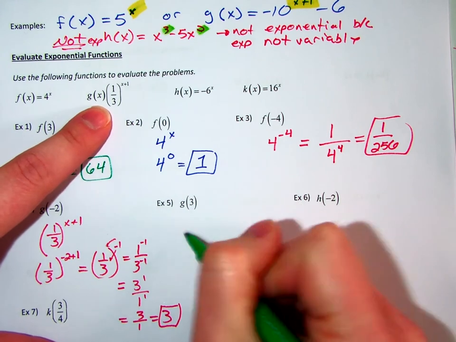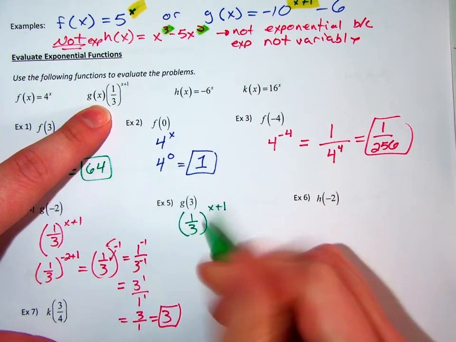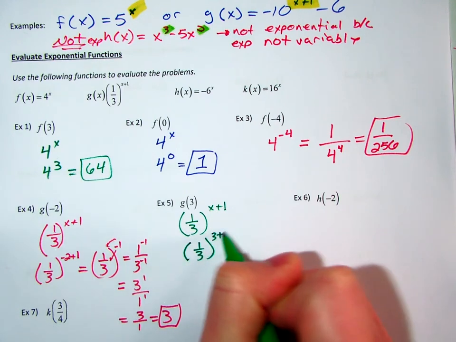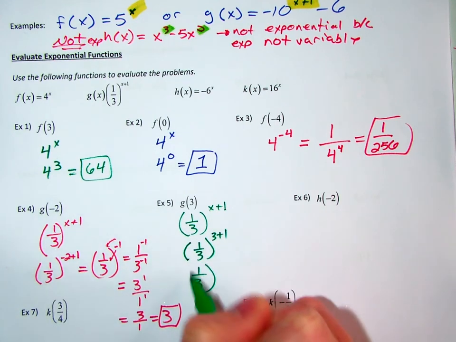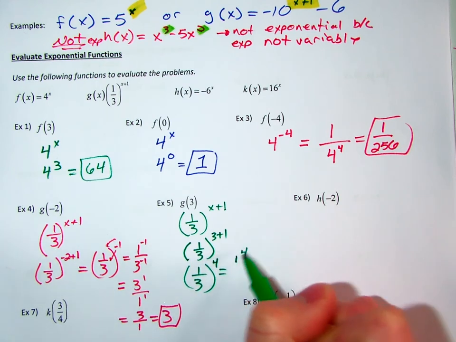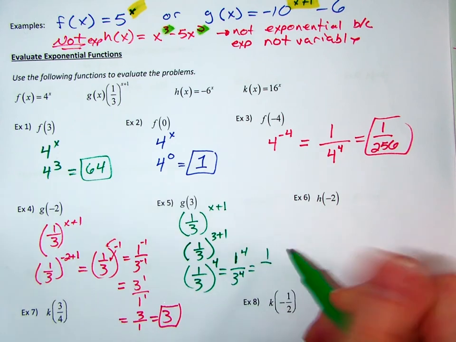Well, again, we're dealing with g, so it's 1/3 to the x plus 1. And in this case, my x is 3, so it'd be 1/3 to the 3 plus 1, which would be 1/3 to the 4th. And again, we just distribute that in. That's really 1 to the 4th power over 3 to the 4th power, which is 1 over 81.